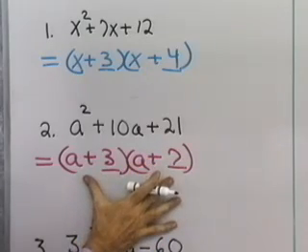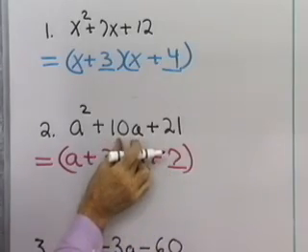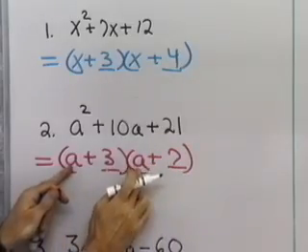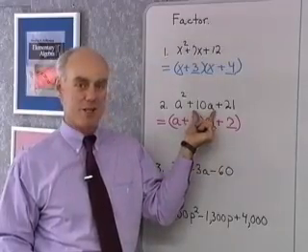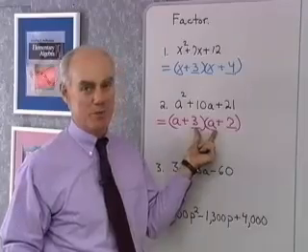Inside I have 3a, outside I have 7a. 3a plus 7a is 10a. My last 2 together, 3 times 7 is 21. My first 2, a times a is a squared. So I multiply these back out and see that I get what I started with. Again, what this is good for is changing addition into multiplication.